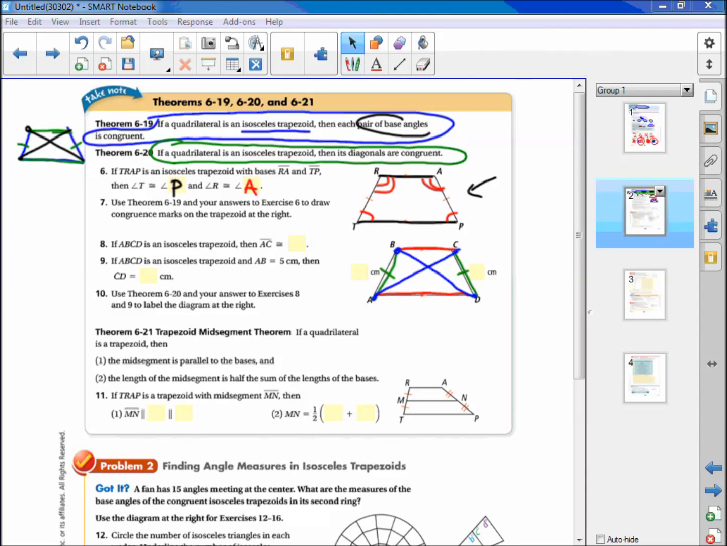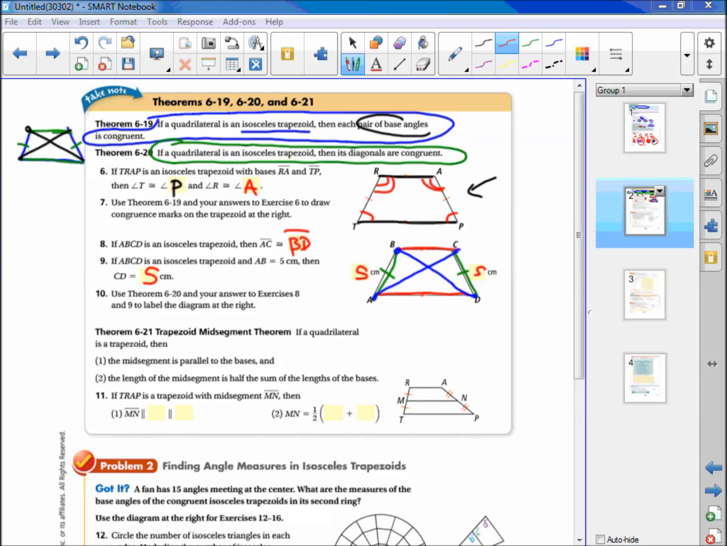That was theorem 6-20. So if you have an isosceles trapezoid, the diagonals are going to be the same. So AC will be congruent to BD. If ABCD is an isosceles trapezoid and AB is 5, then CD should also be 5. And that's because the legs of the isosceles trapezoid are always congruent. So use theorem 6-20 in your answer from exercise 8 and 9 to label the diagram at the right.